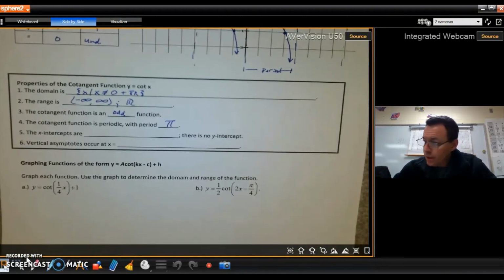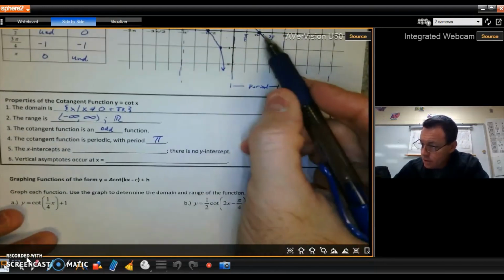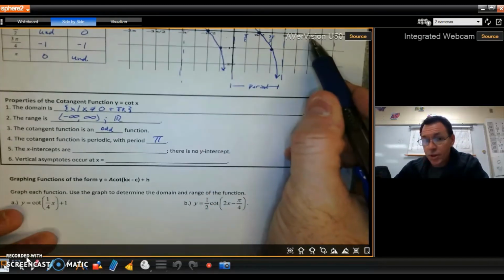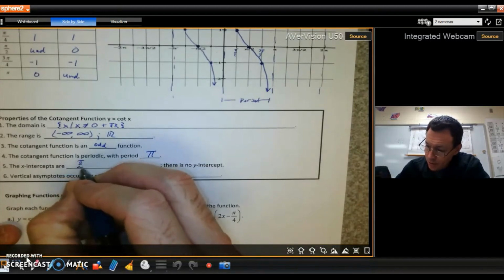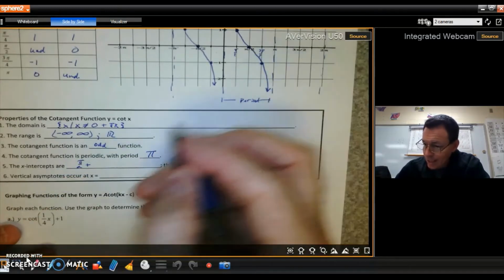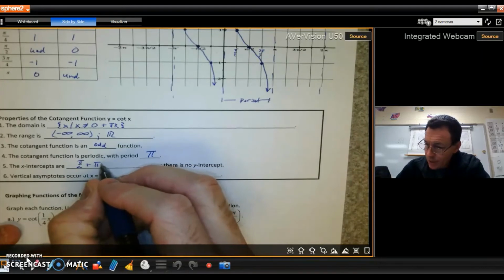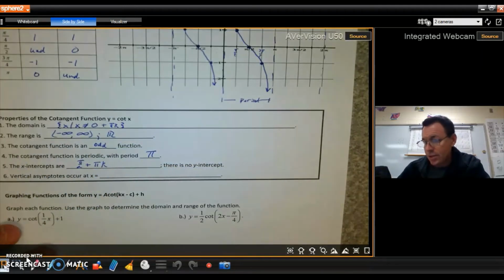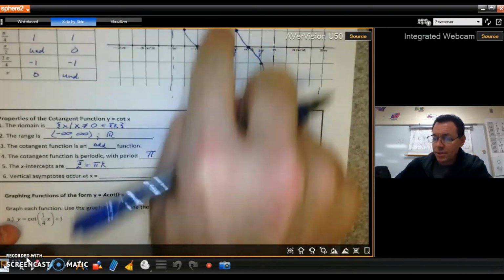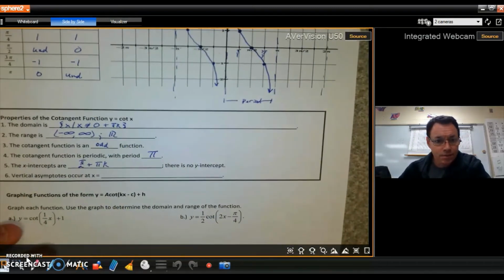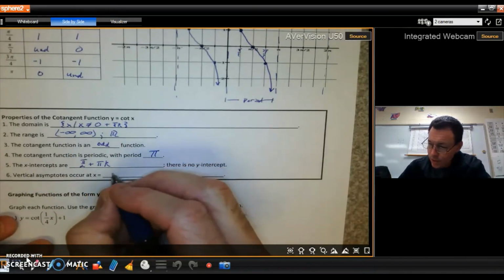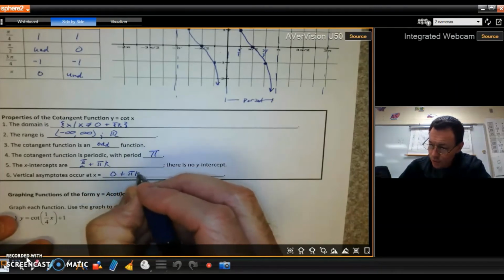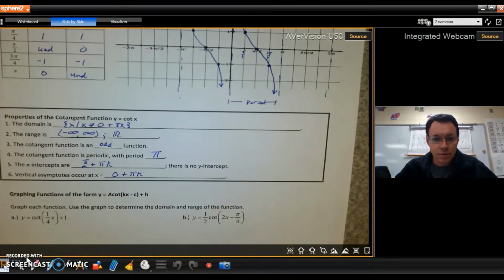The x-intercepts, well, what do we have here? We have pi over 2, negative pi over 2. 3 pi over 2 is going to be an x-intercept. So the x-intercepts are pi over 2 plus, again, any multiple of pi, you're going to land on another x-intercept. And there's no y-intercept because the y-axis is a vertical asymptote. And the vertical asymptotes occur in the same place where we have domain restrictions. So x equals 0 plus any multiple of pi, that's going to be another vertical asymptote.